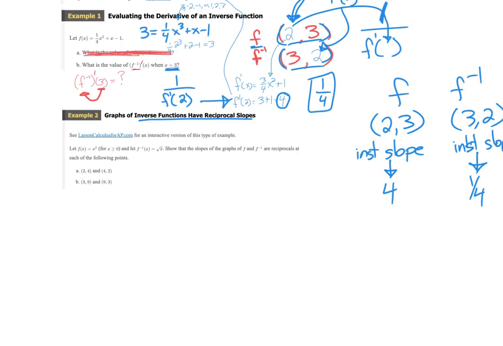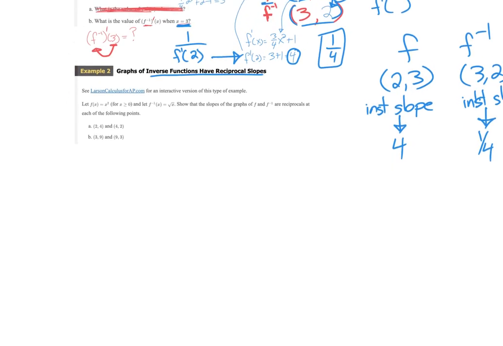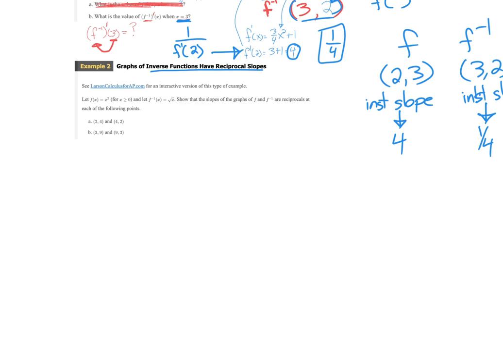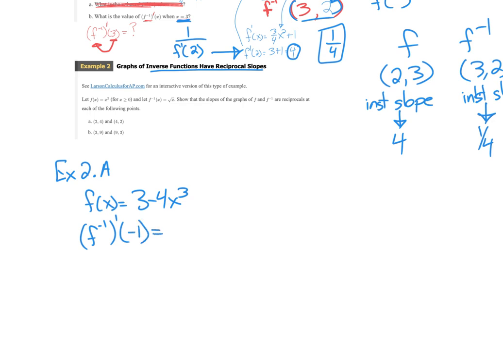So let's do one more problem here. This isn't in your notes, so you're just going to have to add it, try to find some empty space. So we'll call this example 2.a. So here is our function, f of x equals 3 minus 4x cubed. And we want to find the derivative of the inverse function at -1.